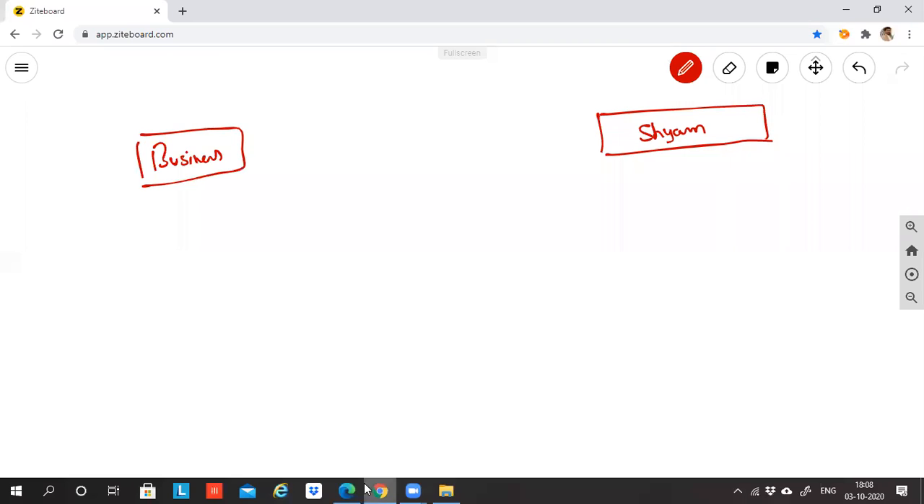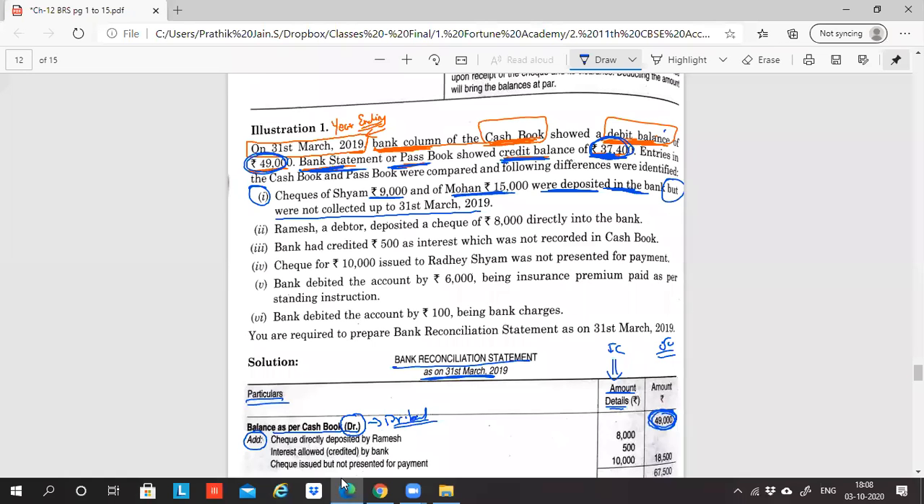Why is he a debtor? Because it says the checks of Sham and Mohan were deposited in the bank, which means Sham and Mohan are giving checks to us. Why will somebody give a check to us? Maybe because he is a customer who took goods on credit and is now making the payment by check. Maybe Sham is giving a loan, but that is not mentioned. Since nothing is mentioned, we will always assume Sham is giving money to us as a customer. So Sham and Mohan are both customers giving checks to us.